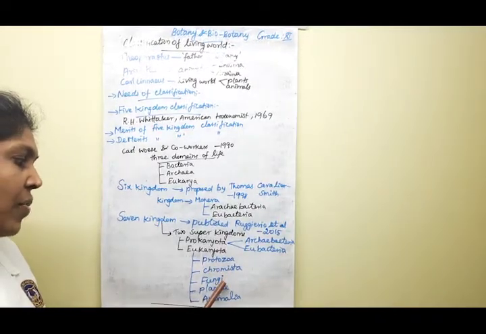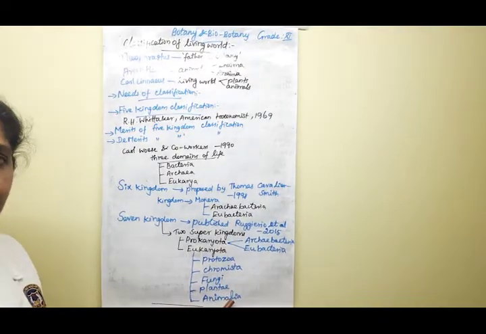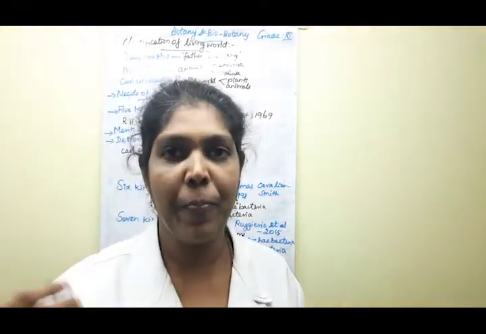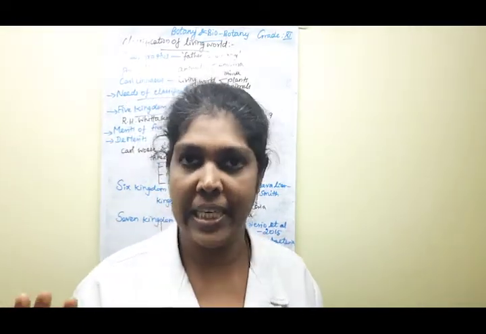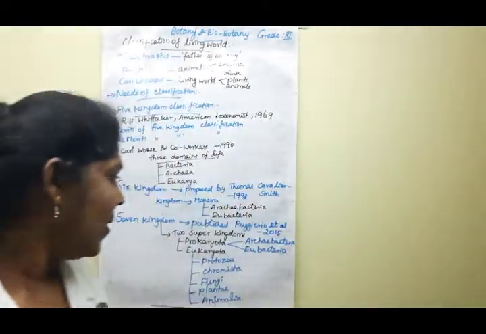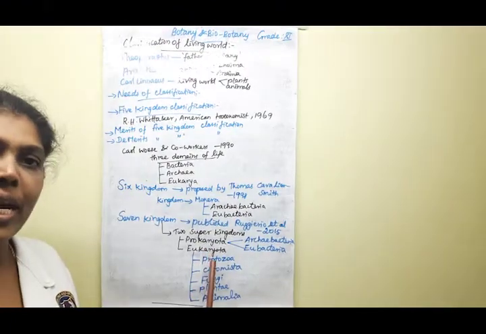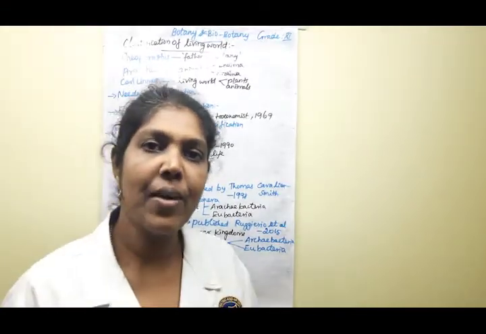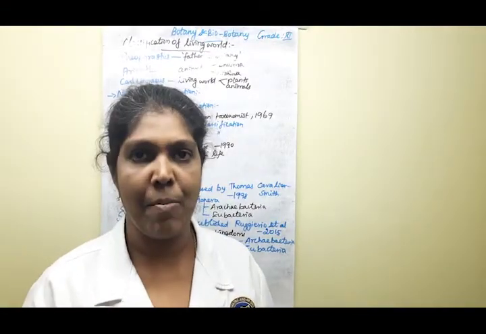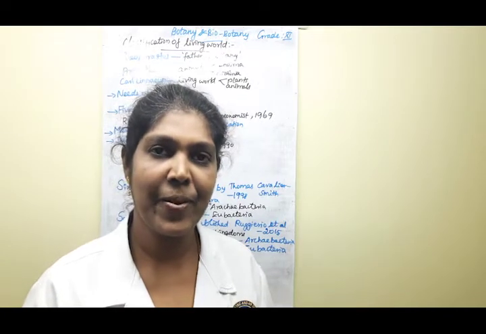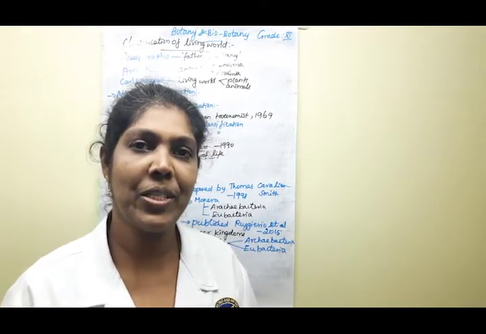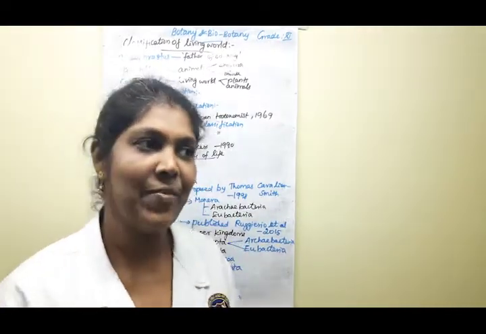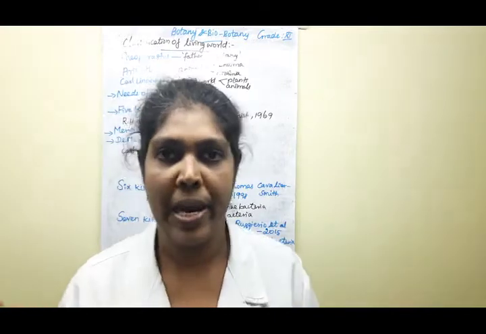Protozoa, Chromista, Fungi, Plantae and Animalia. The names are a little difficult, but if you prepare one or two times you can easily learn. Clear children? Yes, good. Once again, which kingdoms come under the Eukaryota super kingdom? Protozoa, Chromista, very good. Fungi, Plantae, Animalia. Clear children?